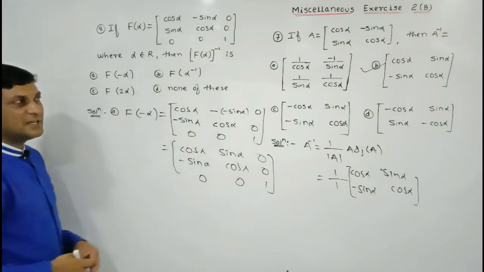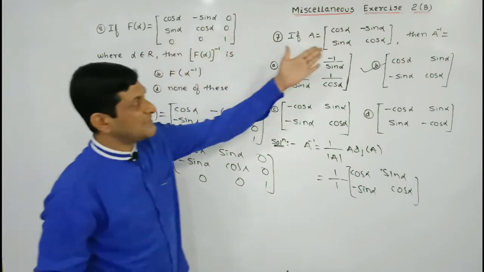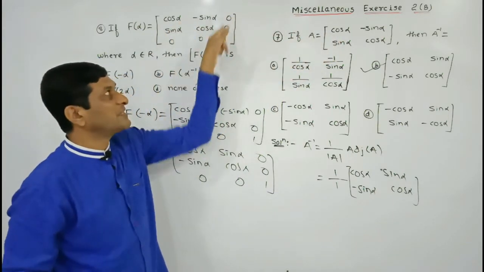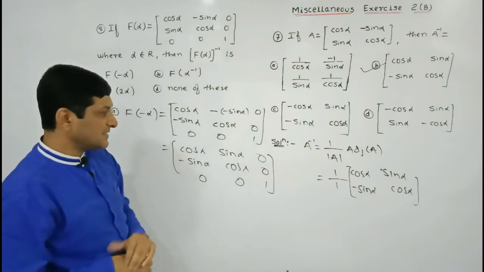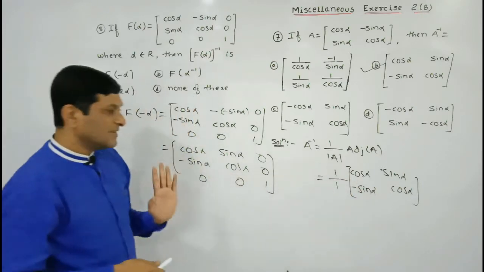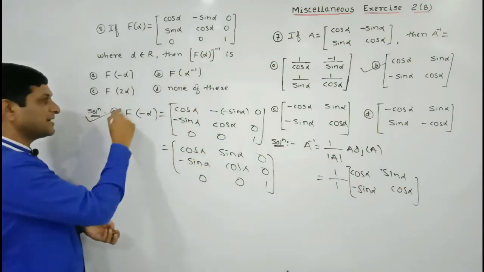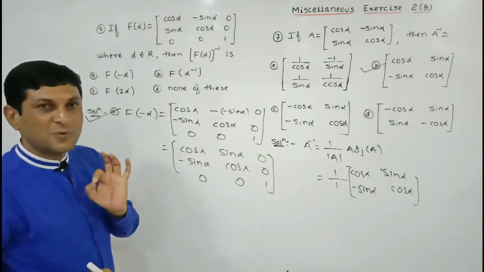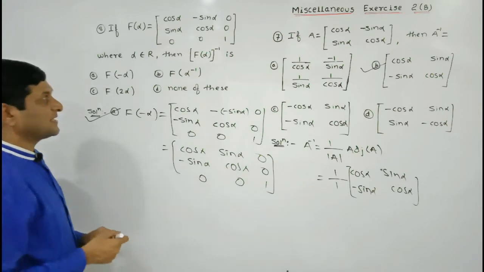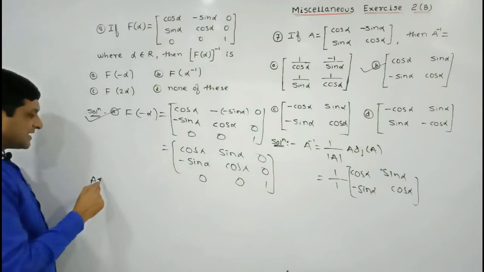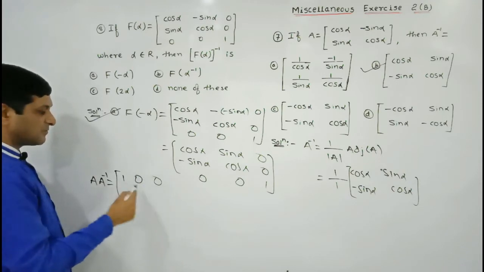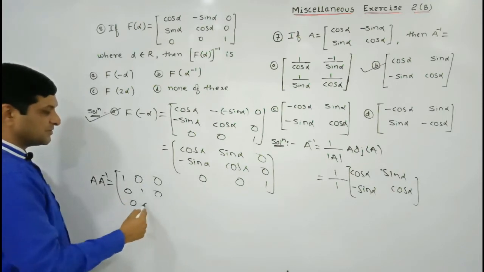Now if we observe these two matrices, we can easily see that the elements are exactly the same, only the signs are changed. In this case we are getting the same answer, so we can conclude that this will be the correct answer here. But if you want to verify whether our answer is correct or not, use this condition: A into A inverse will be equal to identity. Identity means its elements are 1 0 0, 0 1 0, 0 0 1.